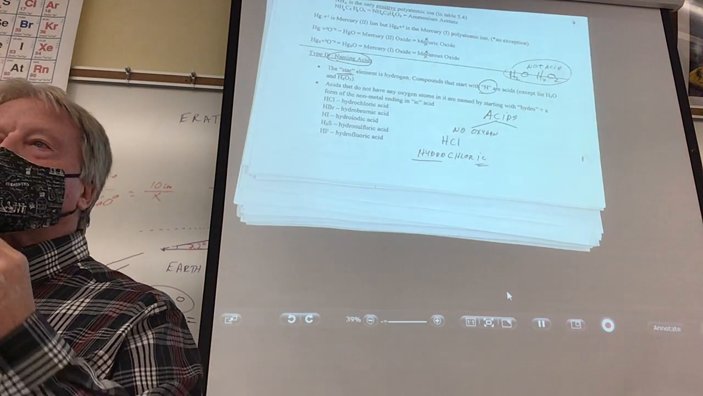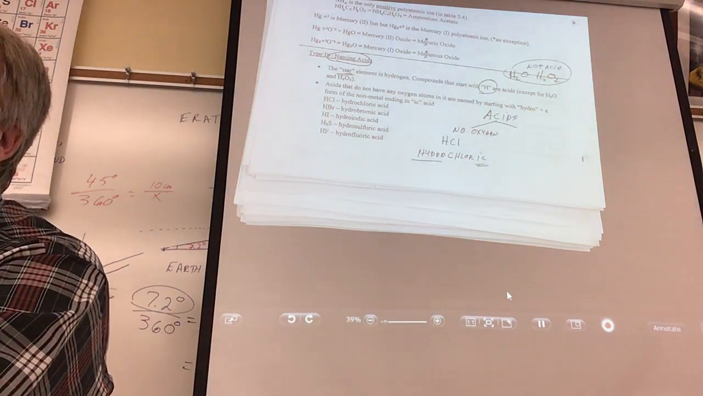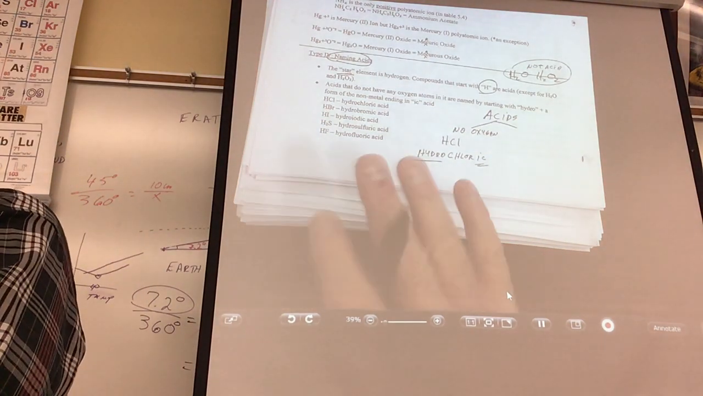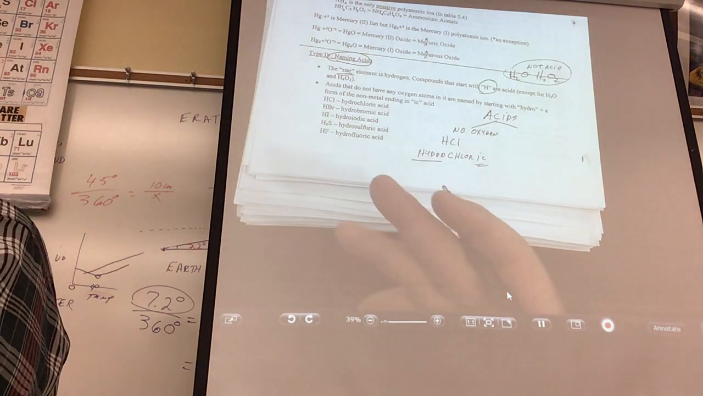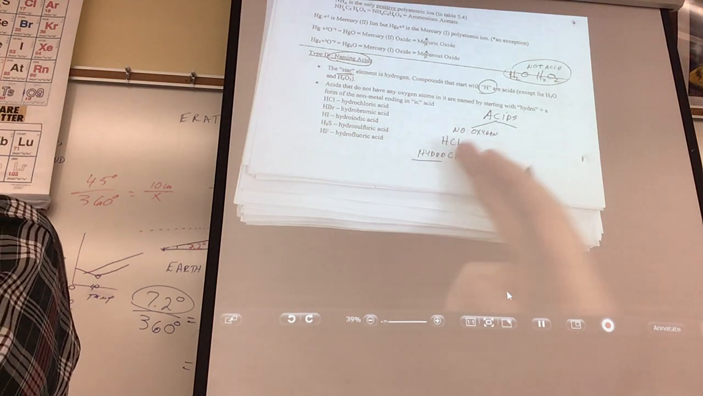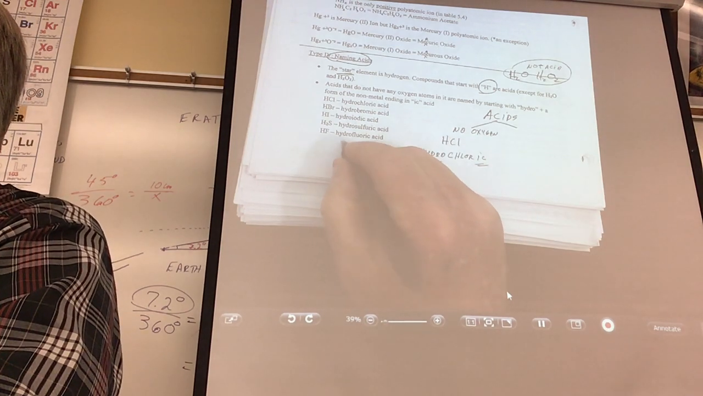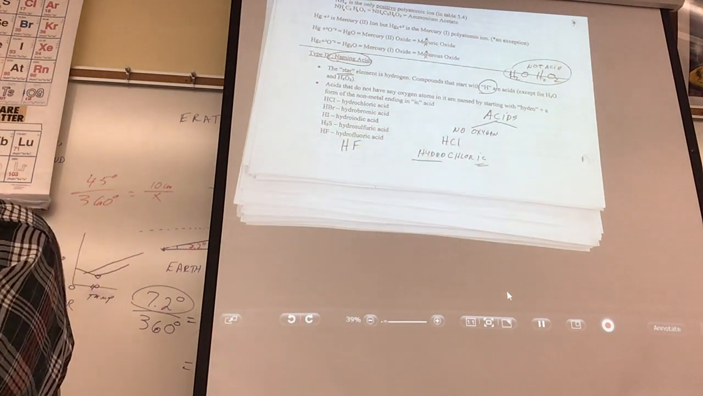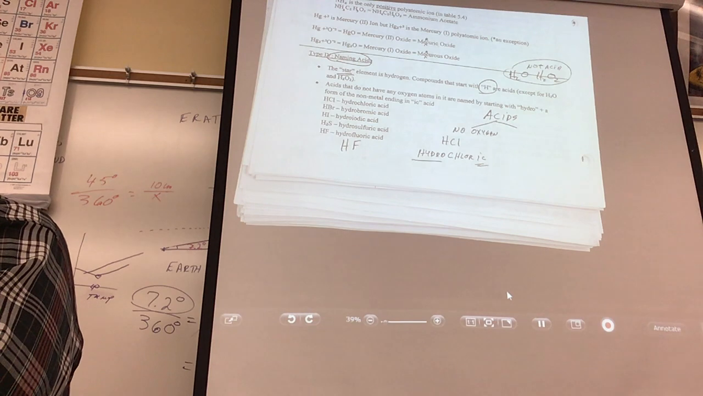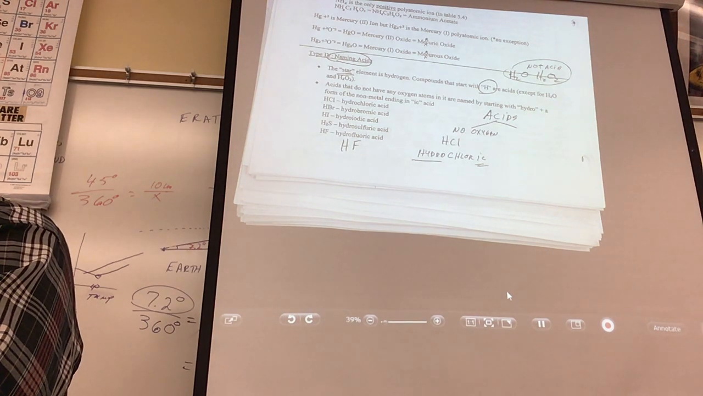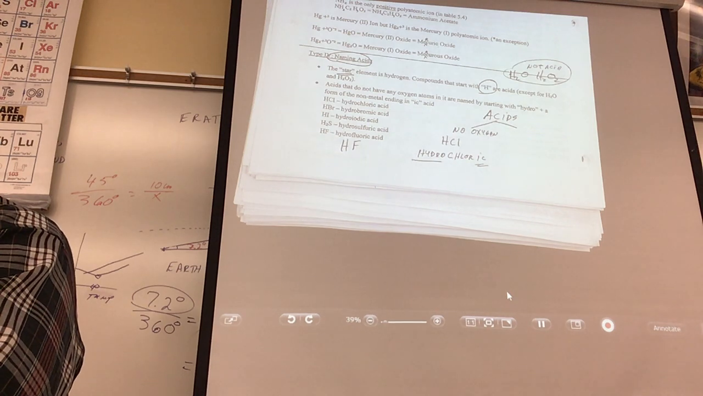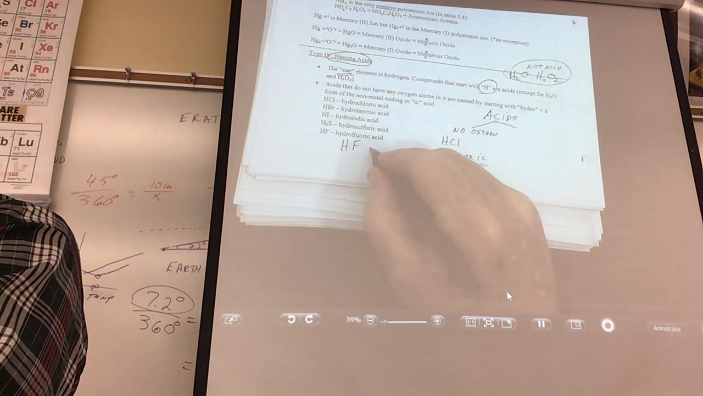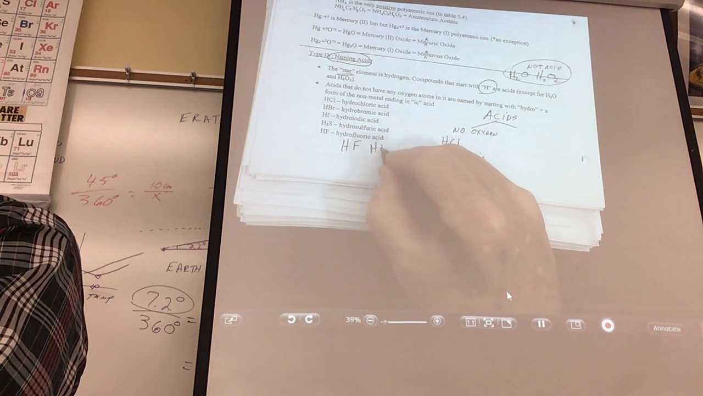If you give me an acid and it does not have oxygen, I'm going to use this as my model. Let me give you 3 that are like this and tell me the names. How about HF? You must be an acid and you don't have oxygen. What's the name? Hydrofluoric acid. Right, I can do that. How about HBr?